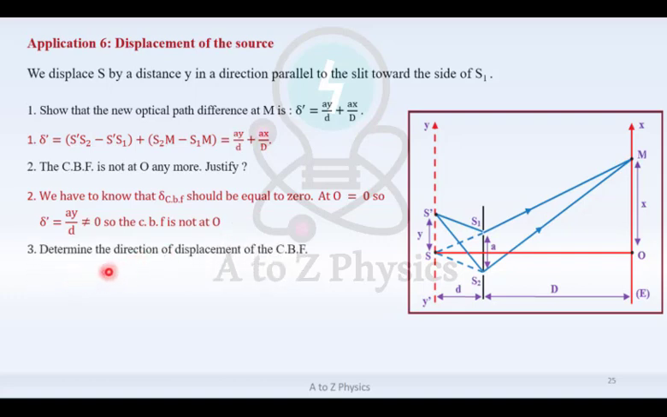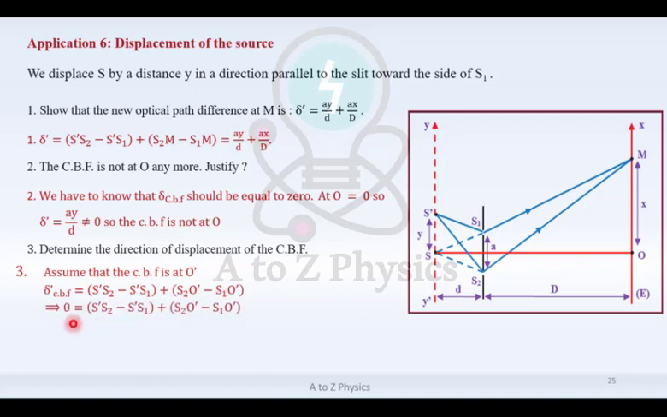Part 3. Determine the direction of the displacement of the central bright fringe. Assume that the central bright fringe is at a point O prime different from O. Delta of the central bright fringe equal to S prime S2 minus S prime S1 plus S2 O prime minus S1 O prime. So 0 equal S prime S2 minus S prime S1 plus S2 O prime minus S1 O prime. Why do we put 0? Because the delta of the central bright fringe is always equal to 0.